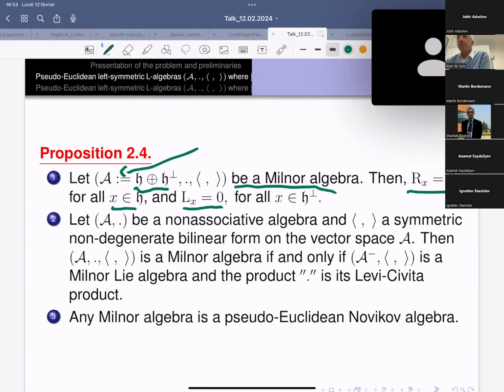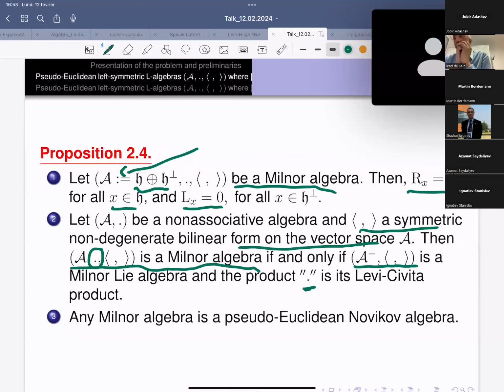Now, if we consider a non-associative algebra and a symmetric non-degenerate bilinear form, in this way, then this one is a minor algebra if and only if A minus is a minor algebra, and the product here is its Levi-Civita product. And these two definitions are equivalent.